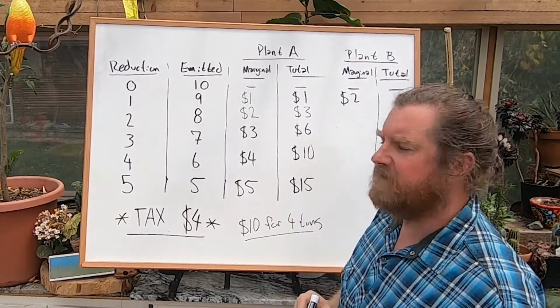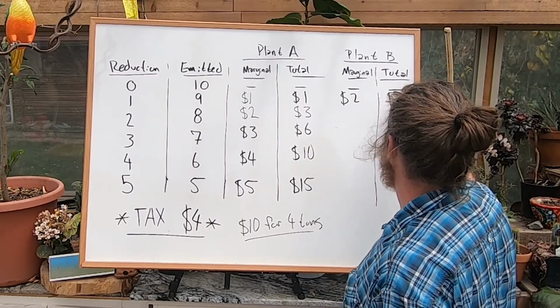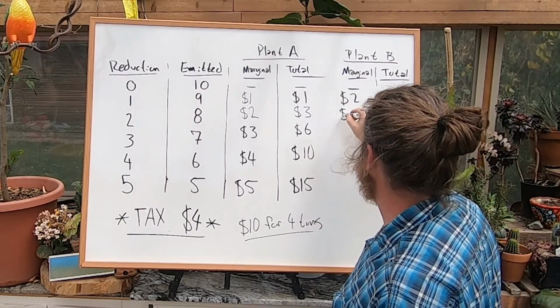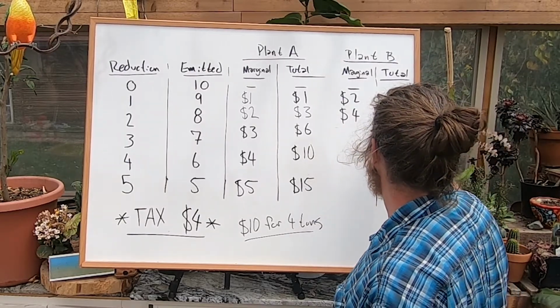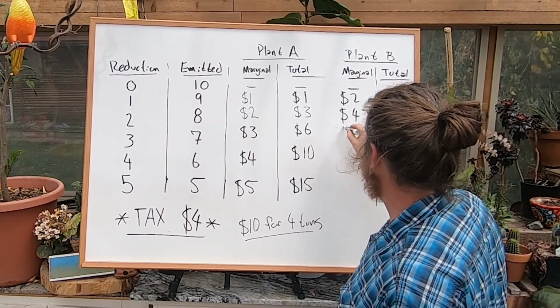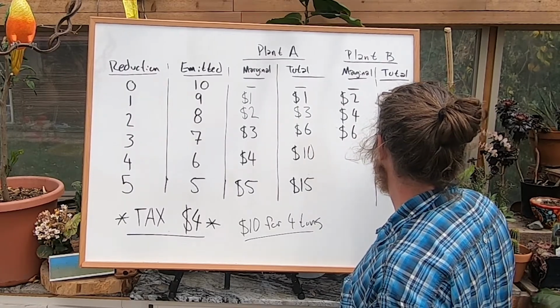So for them to get rid of their first ton, they're pretty dirty, right? So for them to get rid of their first ton, it's going to cost $2. So with a total of two, let's say their second ton is going to cost $4, for a total of four. And then their third ton will cost $6, for a total of 10.